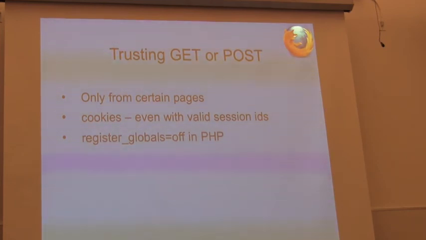I could put node equals 100, I could put node equals semicolon quote drop database, I could put anything in there. And so the question is, when you're writing an application, do you trust GET? POST is similar to GET, except it doesn't show up in the URL header. It's just something that is from the form before. So when do you trust it?